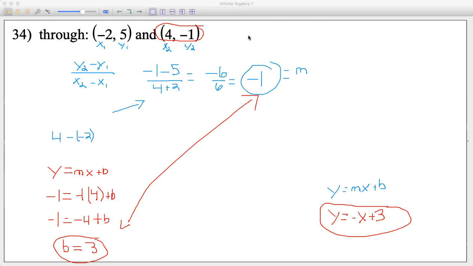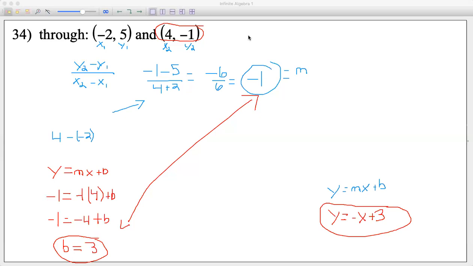2. Parallel lines have the same or different slopes? Same. Therefore, what's the slope of a line that's parallel to this line? 2. Contrast that with perpendicular. A perpendicular line is the one you're trying to give me.